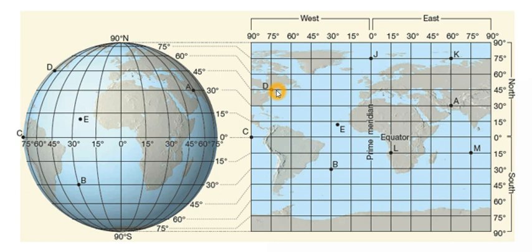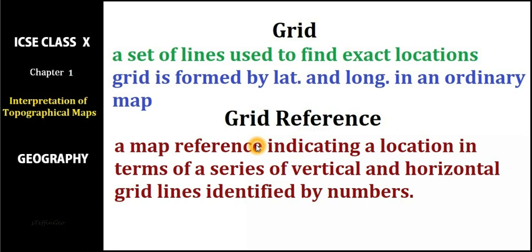So for that we use grid, and the coordinate value of each and every point on earth is called a grid reference. Grid reference is a map reference indicating a location in terms of a series of vertical and horizontal grid lines identified by numbers.